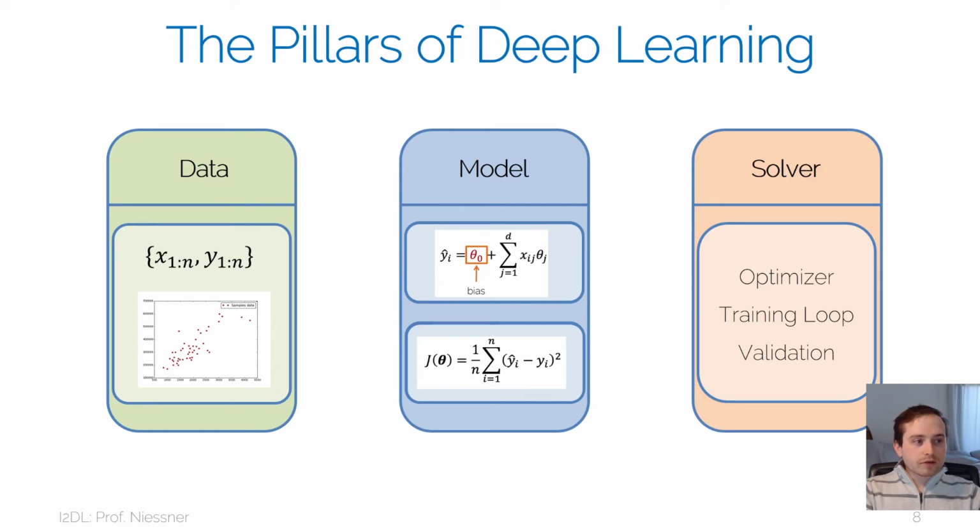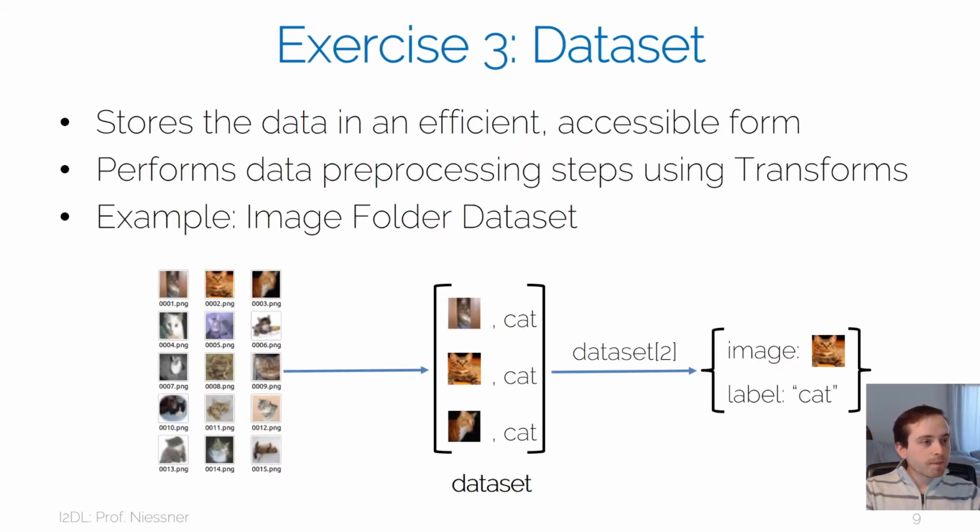So if we look at the first pillar, the data, the first element there was the data set. The data set stores the data, hopefully in an efficient, accessible way. And we usually do a lot of pre-processing once before we train our networks. For example, if you have to do cropping and resizing of the images so they're all the same size that you can train on, you do this either once offline, or online as you load the data into the model.